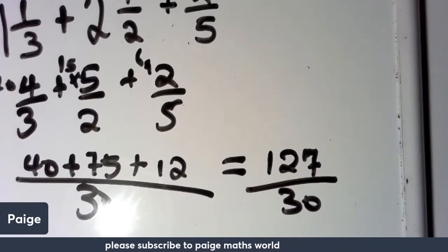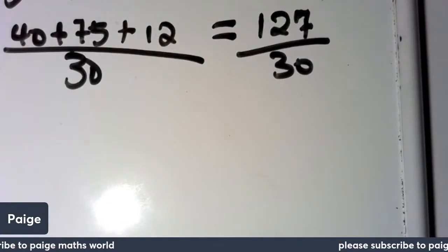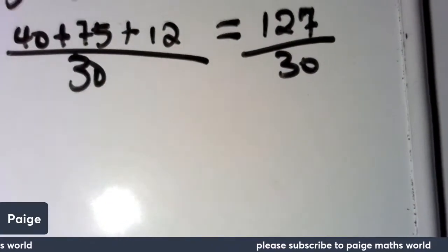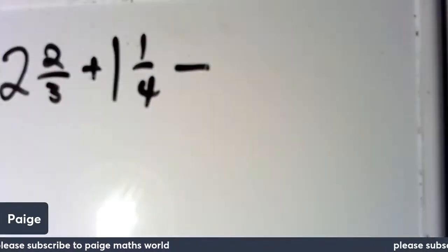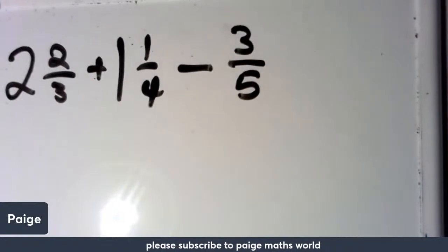All right, so since I've been doing addition, let us do a little mixing for the last 5 or 4 minutes change. And then that would be our wrap up. Multiply? No, multiplying too easy. All right, so 2 and 2/3 plus 1 and 1/4 minus 3/5. All right, there you go.